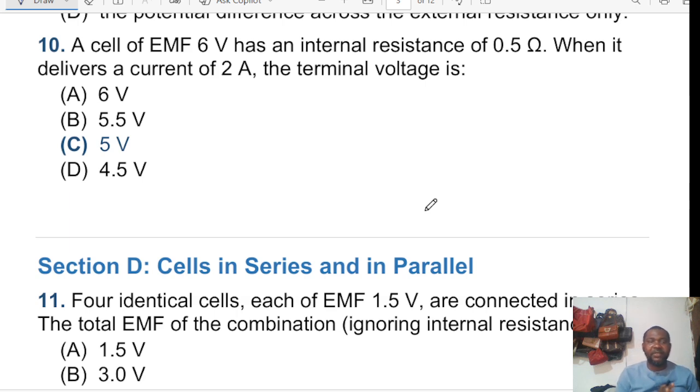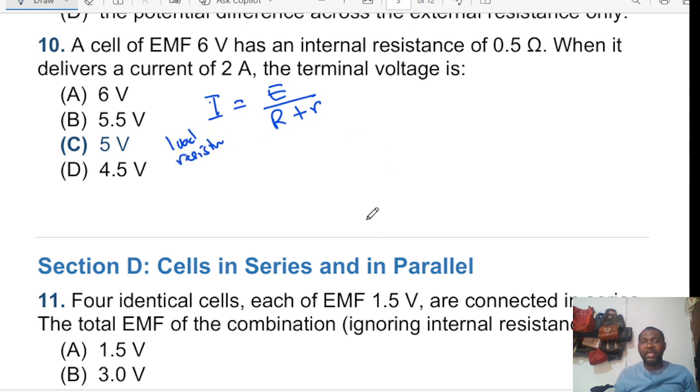It says a cell of EMF 6 volts has an internal resistance of 0.5 ohms when it delivers a current of 2 amperes. The terminal voltage is, now I want you to know something, that the current drawn from a battery is given as I = E over R plus r. The big R here stands for the external resistor, or what we call the load resistor, while the small r here is the internal resistance, which is exactly what we have here.